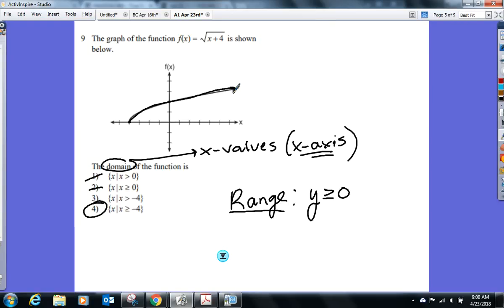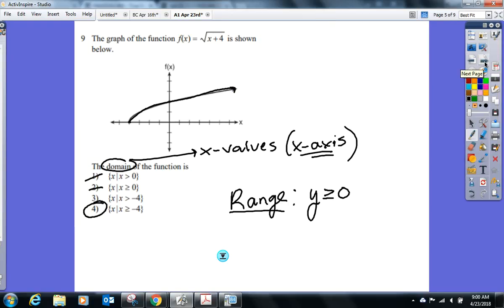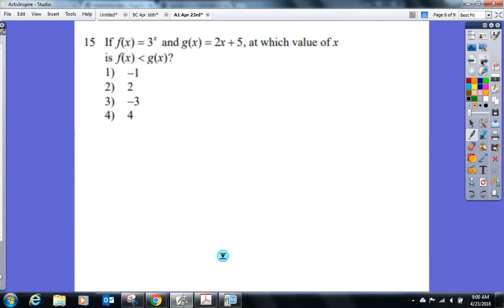Questions from you guys here? All right, let's keep this train rolling. I got a bunch today, I think. 15.